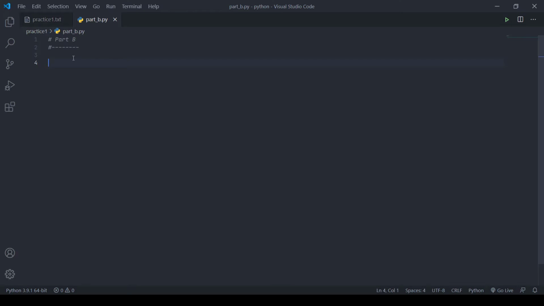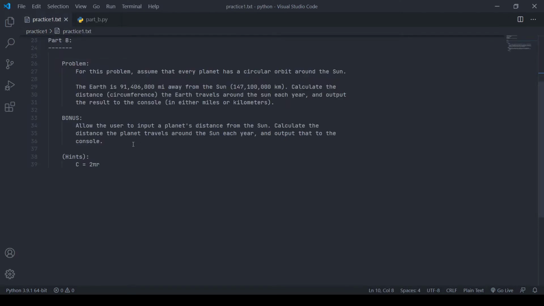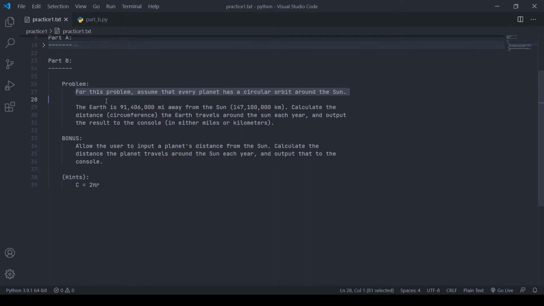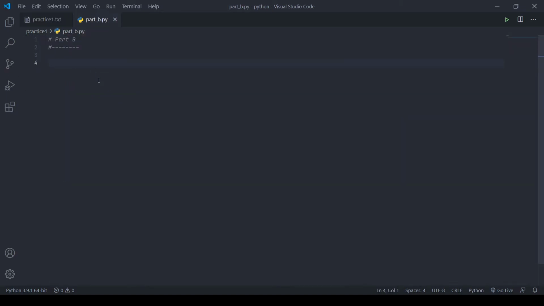This problem says that you should be able to get the distance of a planet, or in this case, Earth, for the first part, and then calculate the distance that it travels around the sun. So normally planetary orbits are elliptical. Very rarely are they perfectly circular, if there even are circular orbits out there. But for this problem, let's just assume that all planets travel in a perfect circle around the sun.